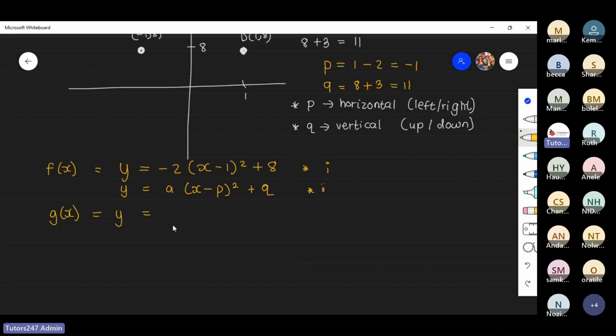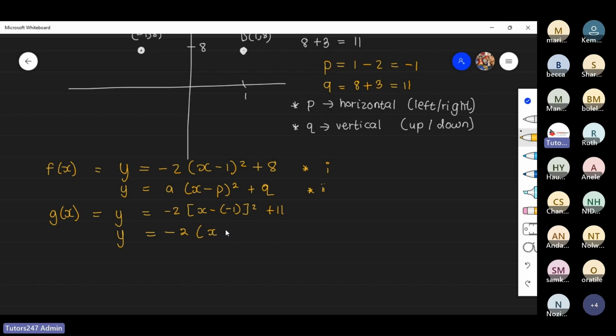So we know that a is still -2. We know that the p-value, which is the x value of our turning point, is now -1. So let's substitute that -1. And we know that the new value of q is now 11. So we add 11. Now we can simplify this.